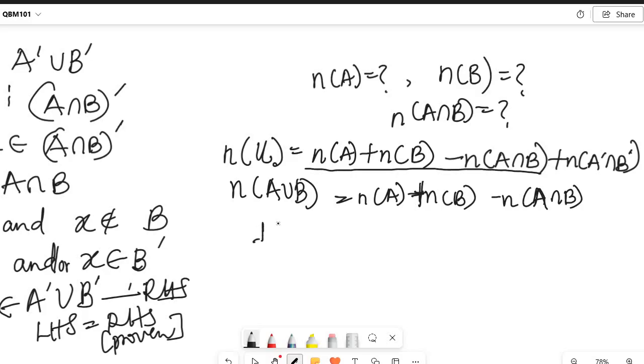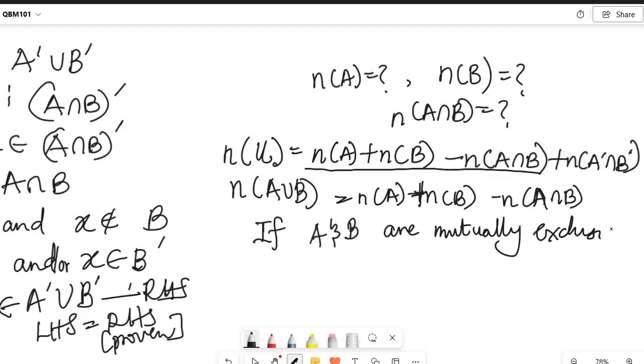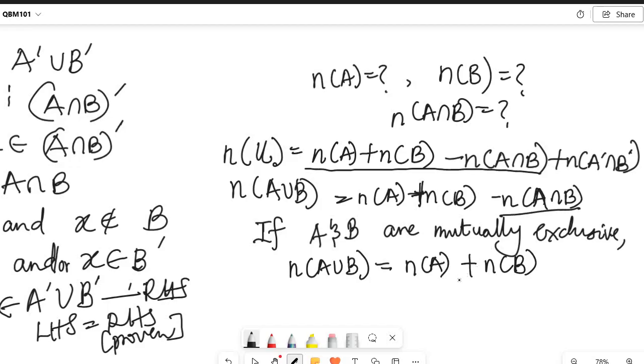Now if A and B are mutually exclusive, that is you don't have anything in common, their intersection cardinality is 0. If A and B are mutually exclusive, this equation will become something else. And what was that? Let's quickly see. If A and B are mutually exclusive, that means that the cardinality of A union B will be equal to just n of A plus n of B, because this term will now become 0. I hope we understand that analysis. So this will become 0, right? So n of A union B will just be n of A plus n of B.